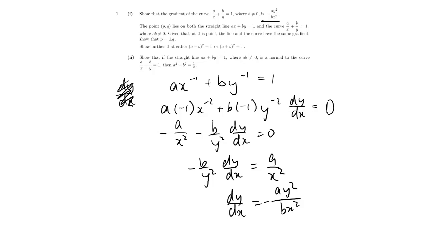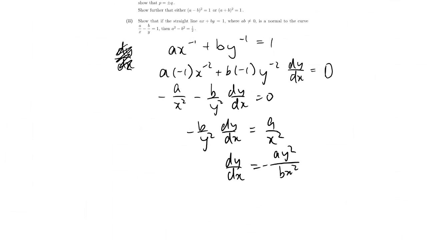Lots to go. The point P, Q lies on both the straight line ax plus by equals 1 and the curve we had just now, where ab is not 0. Given that at this point the line and the curve have the same gradient, show that p equals plus or minus q. Okay, so they have the same gradient. If I substitute P, Q into their gradient functions respectively, then I should get the same expression, because at P, Q they have the same gradient.